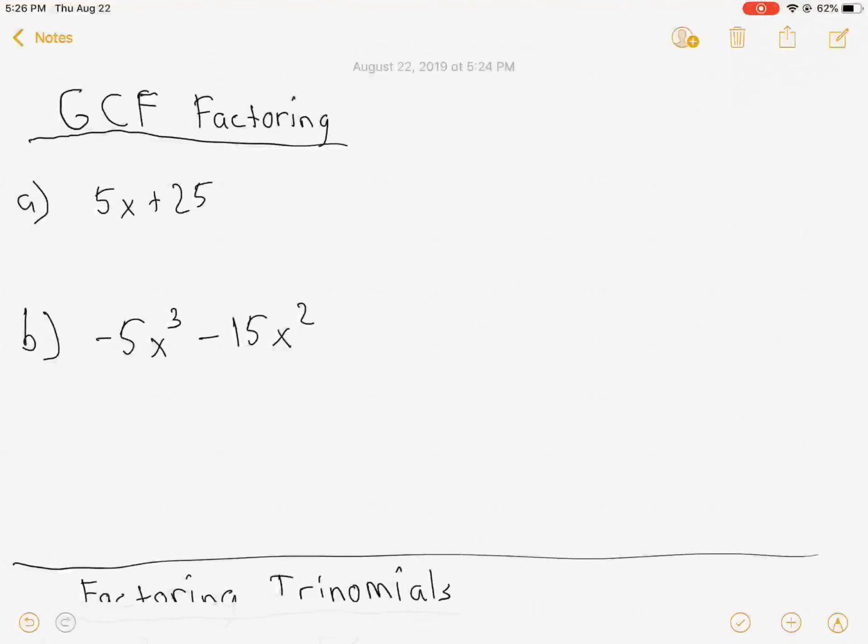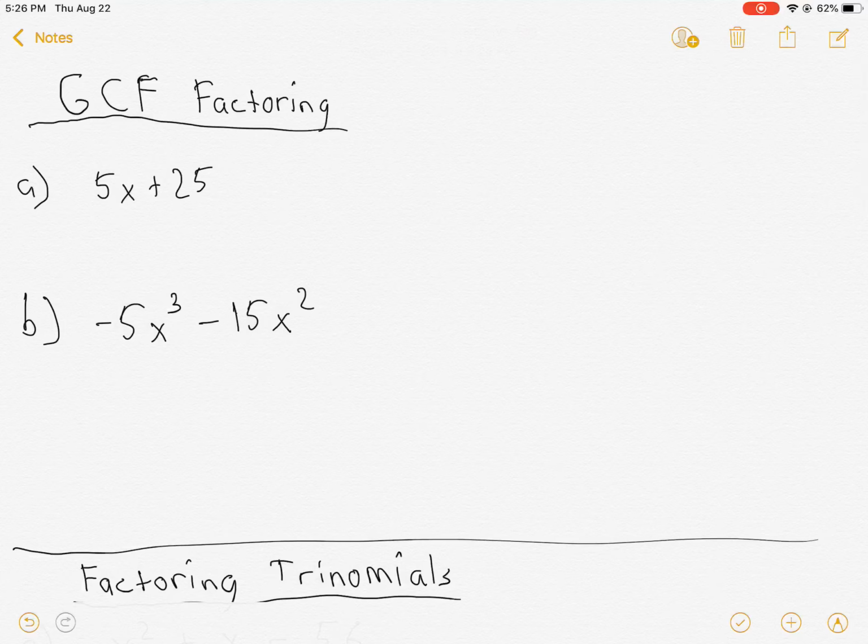Okay, so three main types of factoring. We're not talking about sum and difference of cubes with this one. So first is GCF factoring. GCF stands for greatest common factor. It is simply just pulling out whatever they have in common.